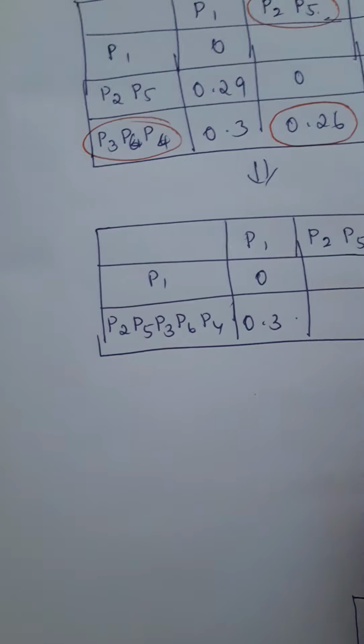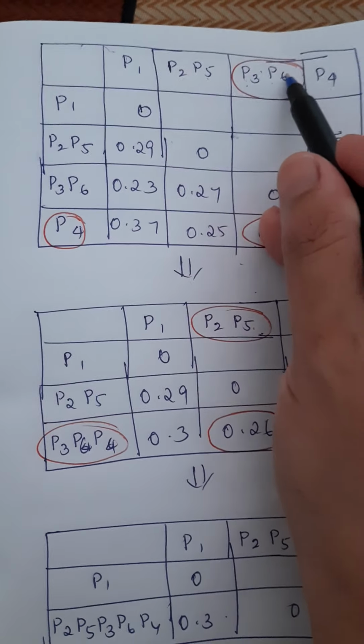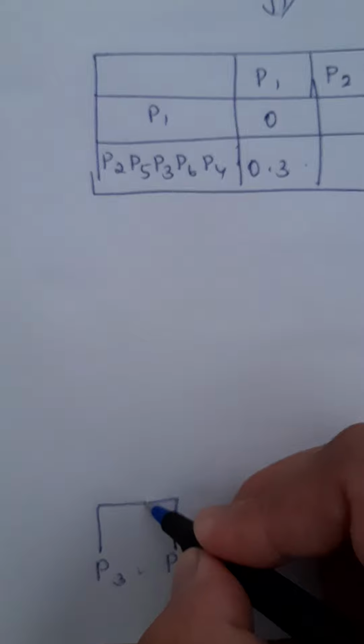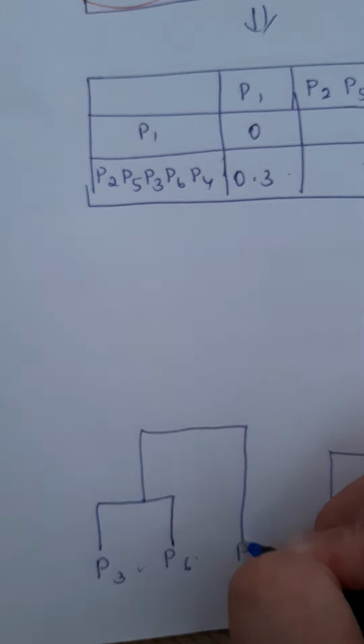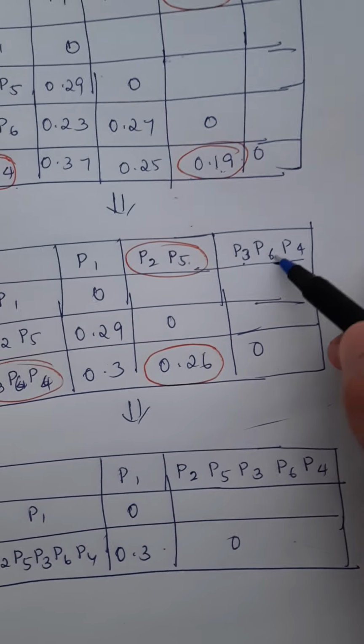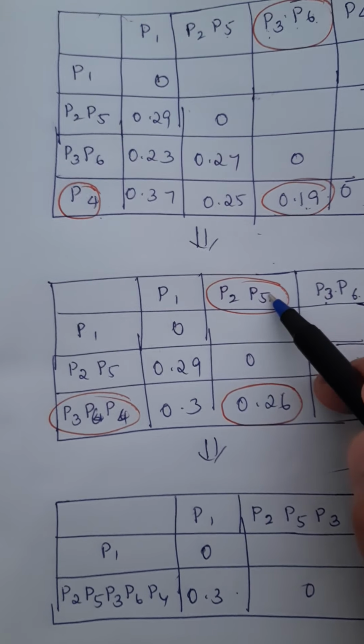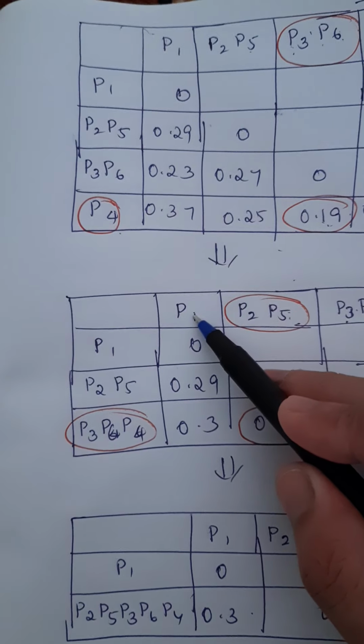Now if I have to draw the dendrogram, what am I merging? Merging P3 and P6 with P4. So P3, P6 is this. I am going to merge it with P4. So I am going to merge these two now. This is my third cluster. So P3, P6, P4 is one cluster, P2, P5 is one cluster, and P1 is a single cluster.